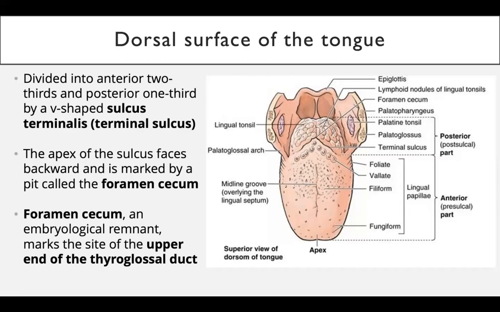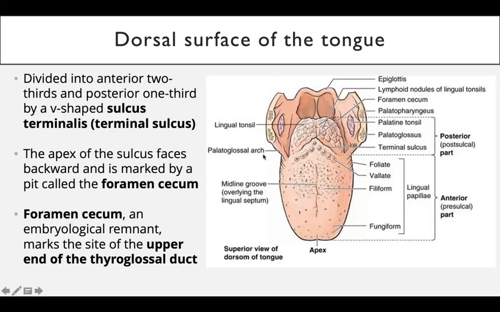So in some patients, we also see the remnants, or we should say a persistent thyroglossal duct. This is a disease which we study in ENT, ear, nose, and throat. Some patients have a persistent thyroglossal duct because of the embryological defect, and in those patients you cannot see the foramen cecum because it has not degenerated normally. Okay, so this is about the dorsal surface of the tongue.